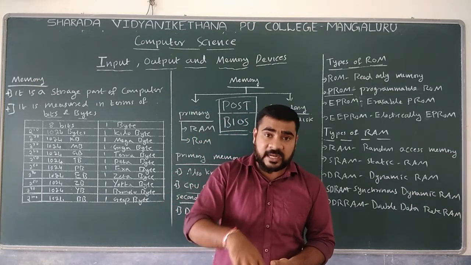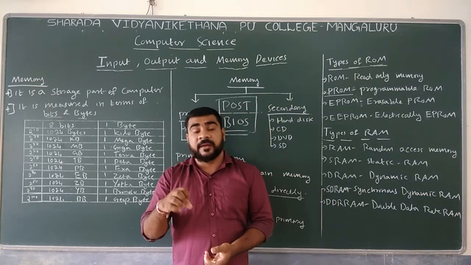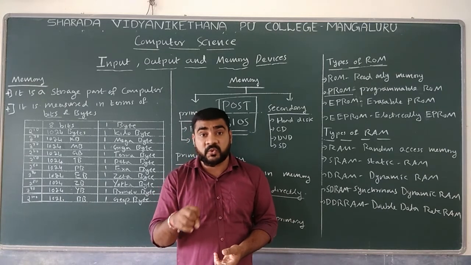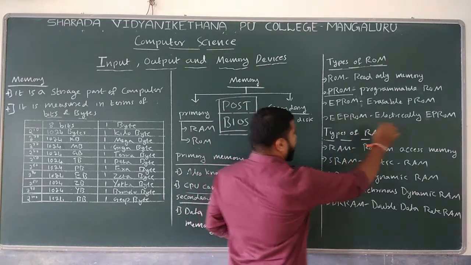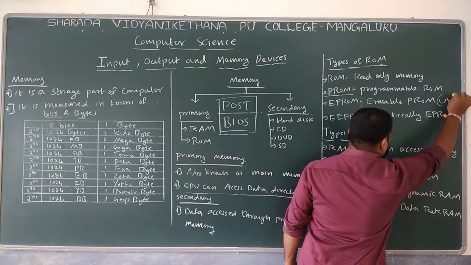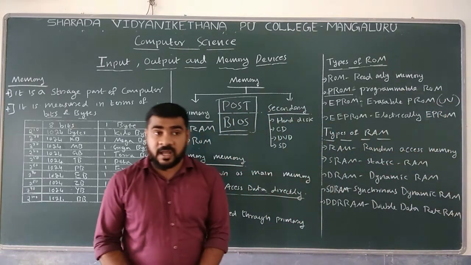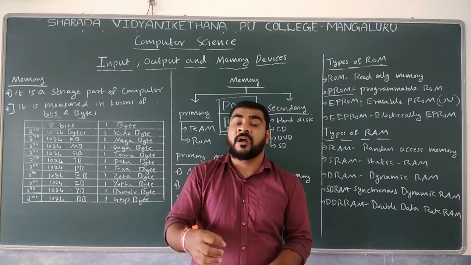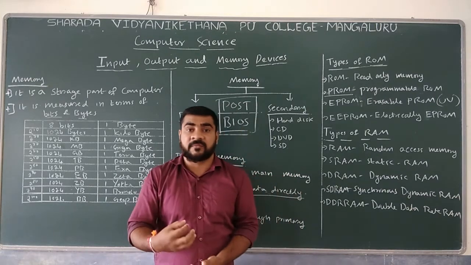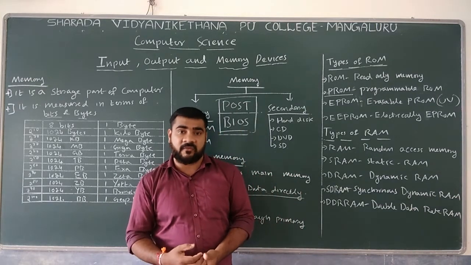If you are going to write the data or erase the data, mainly we make use of UV rays. Ultraviolet rays are used to write the data to EPROM and also to delete the data from EPROM by using the ultraviolet rays.